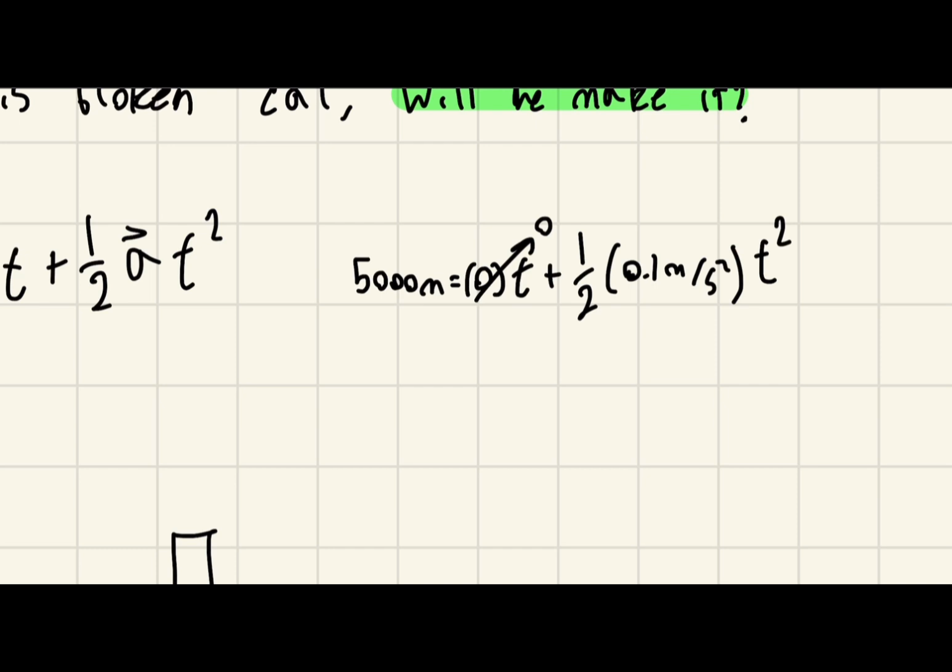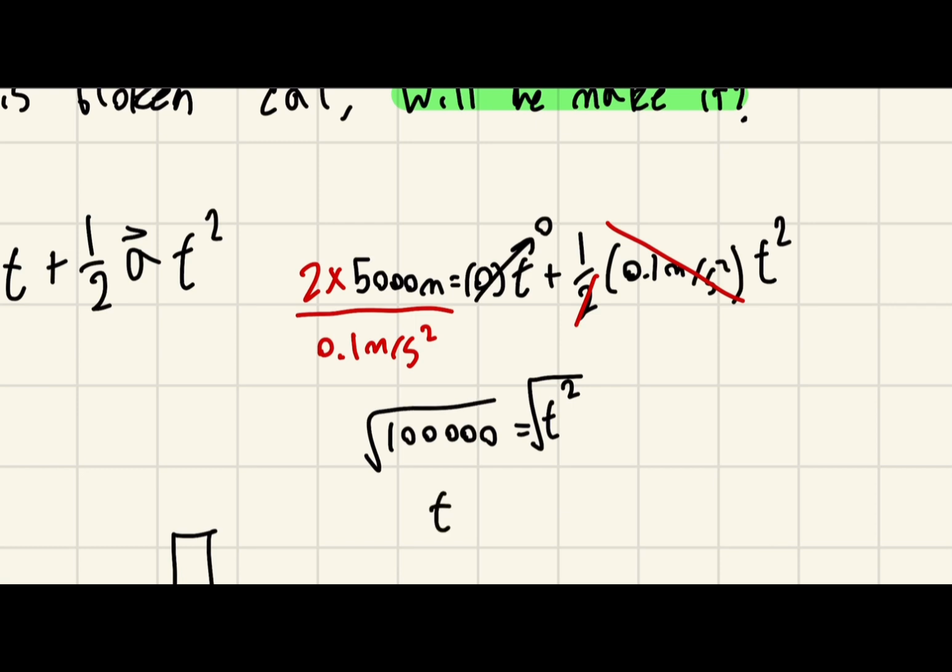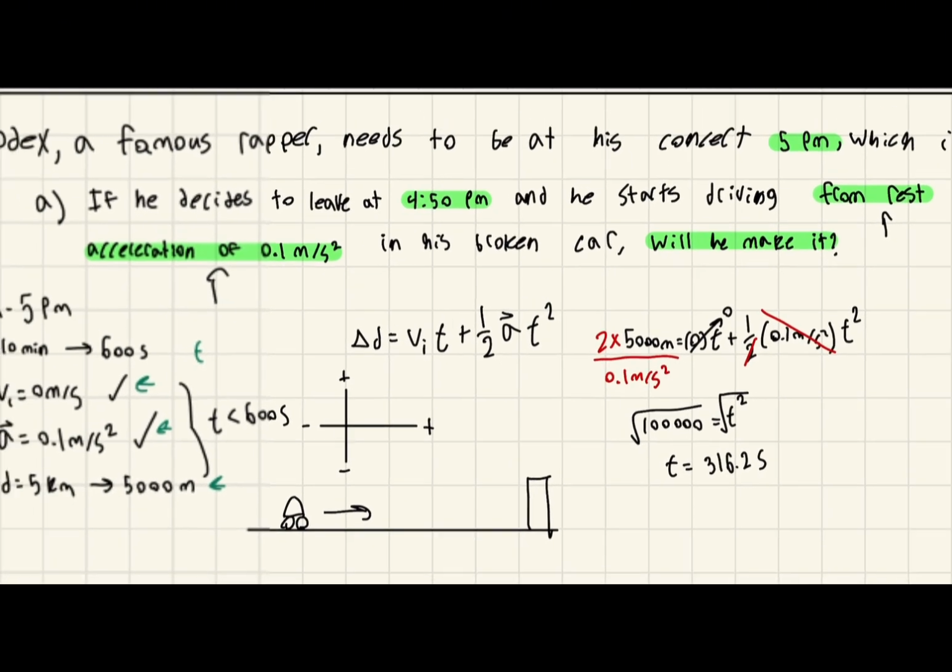So what can we do with this equation? Let's multiply both sides by 2, so we get rid of that. And then divide both sides by 0.1 meters per second squared, so we can get rid of that. Okay, and now we can go ahead and solve this. 2 times 5,000 is 10,000, divided by 0.1 is 100,000. So 100,000 is going to equal t squared. We take the square root of both sides, and we get our time to be approximately 316.2 seconds.